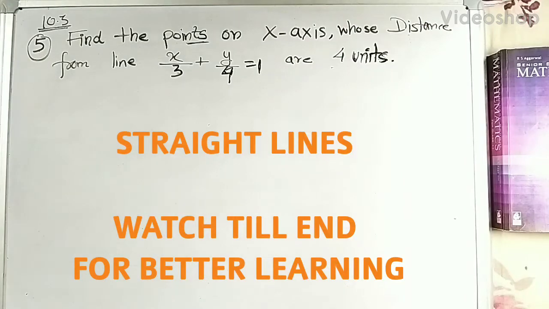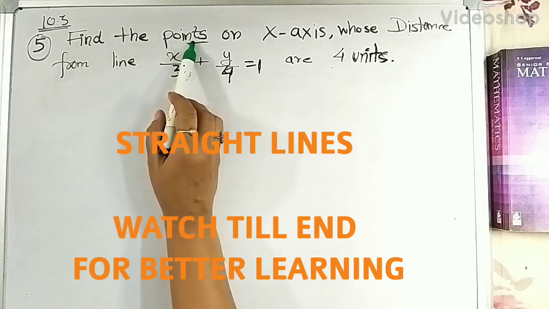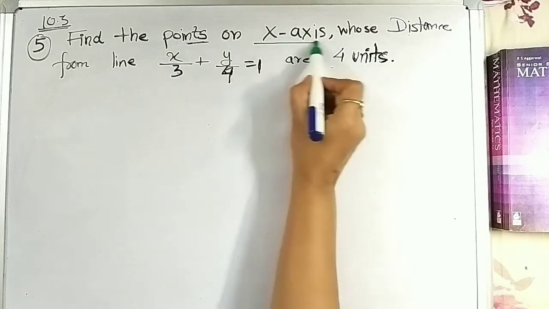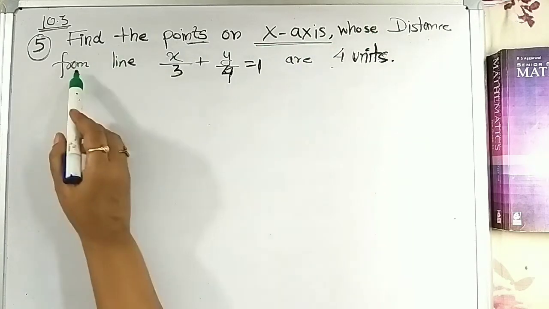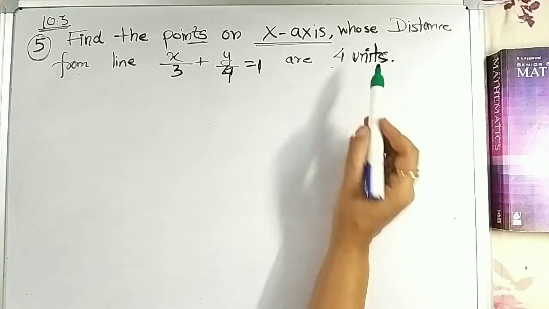Guys, we will see question number 5. They're asking find the points on x-axis. This is the key point: on x-axis whose distance from this line is 4 units.